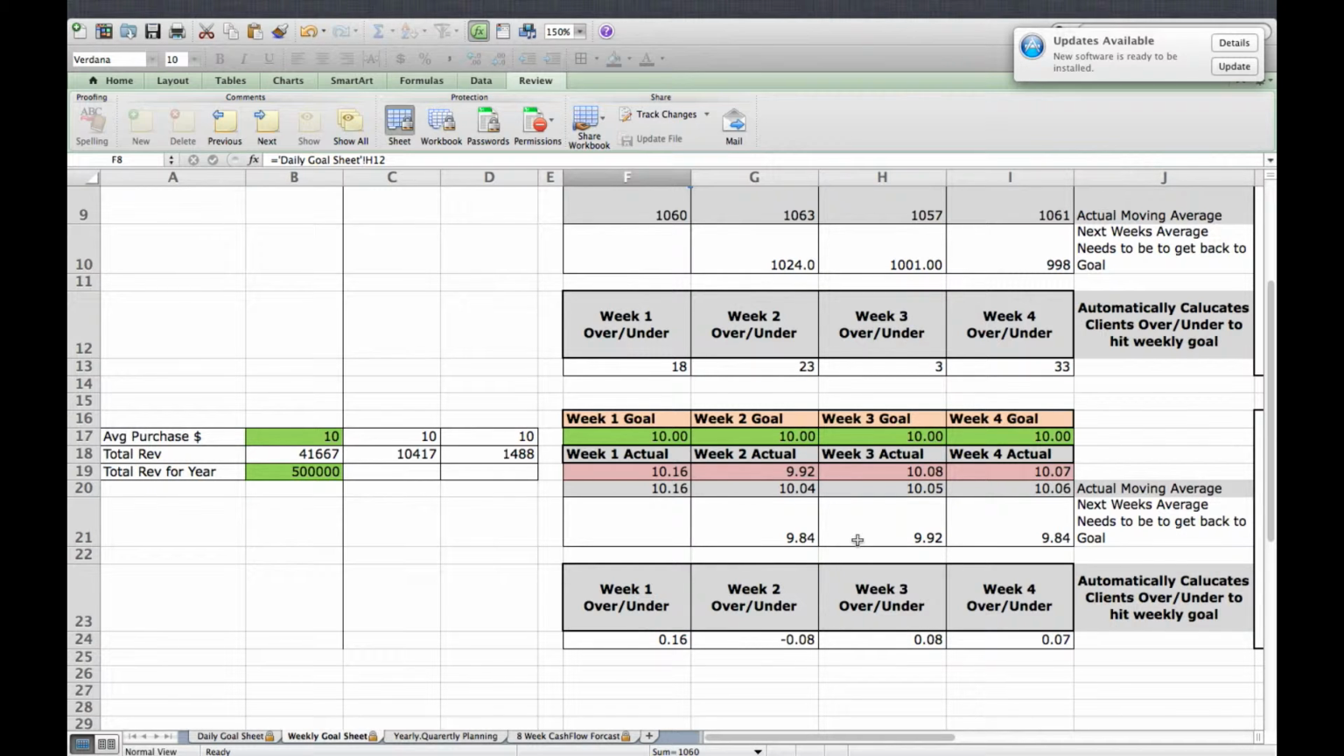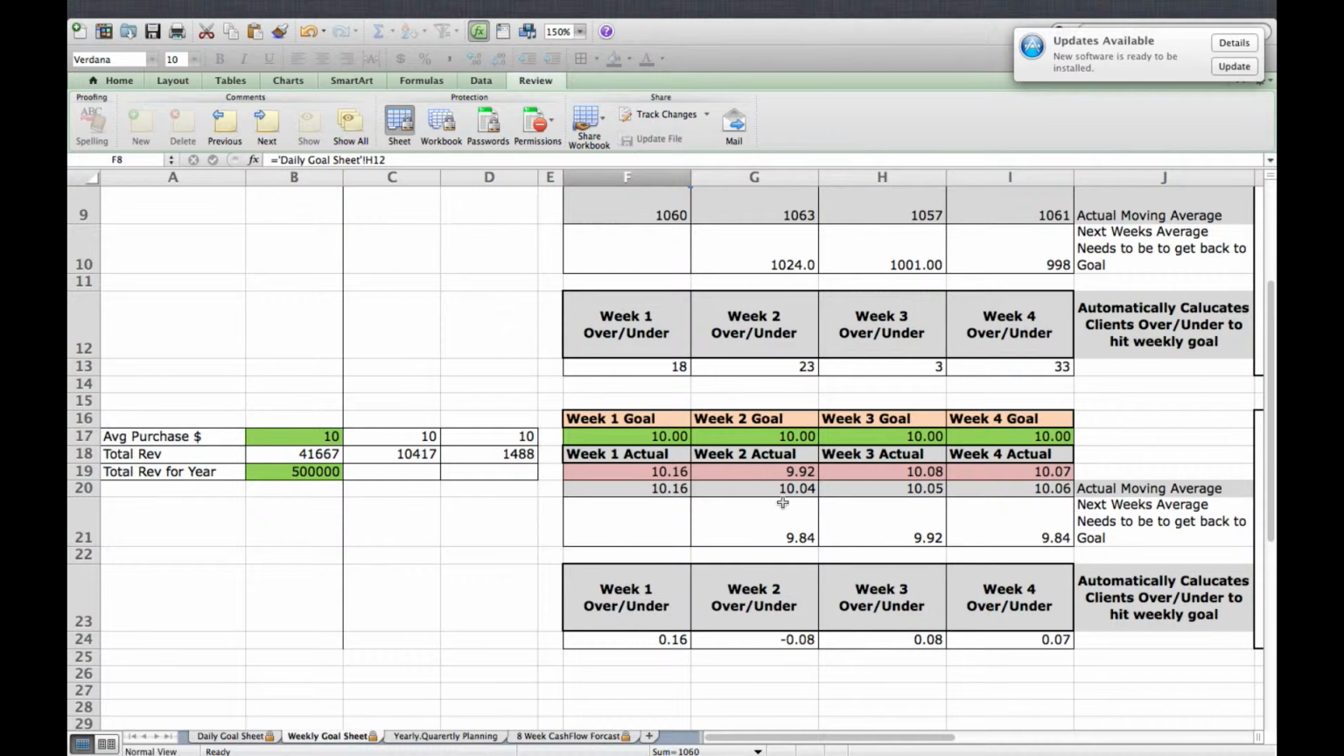So also notice, then again here, we have the moving average. So after week 1, our average dollar purchase was $10.16. After weeks 1 and 2 though, that fell because we had a lower average purchase week 2, so now our average purchase was $10.04, but still above our goal of $10 after the 2 weeks combined. So we know we were still okay.